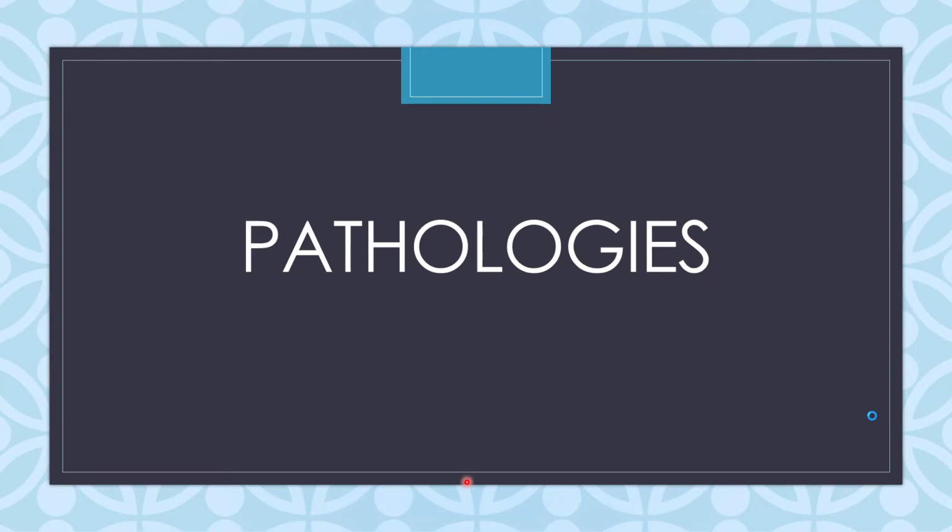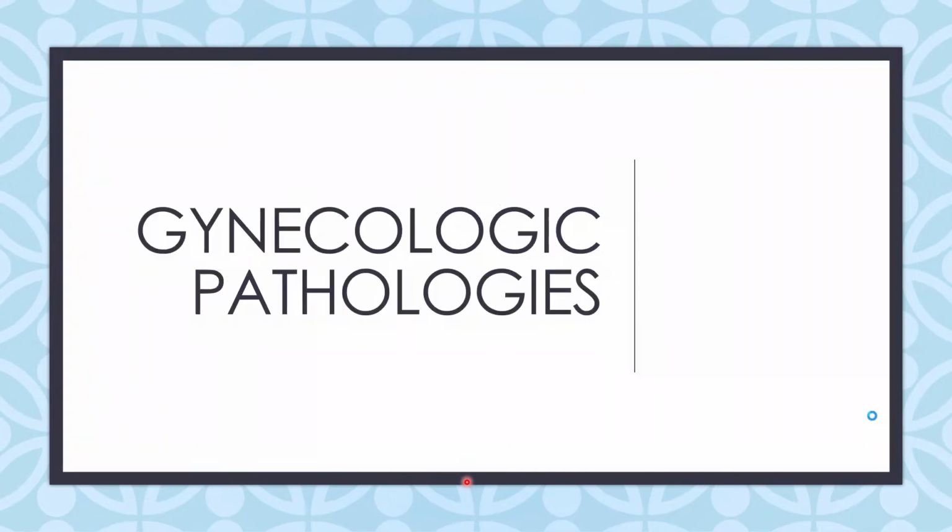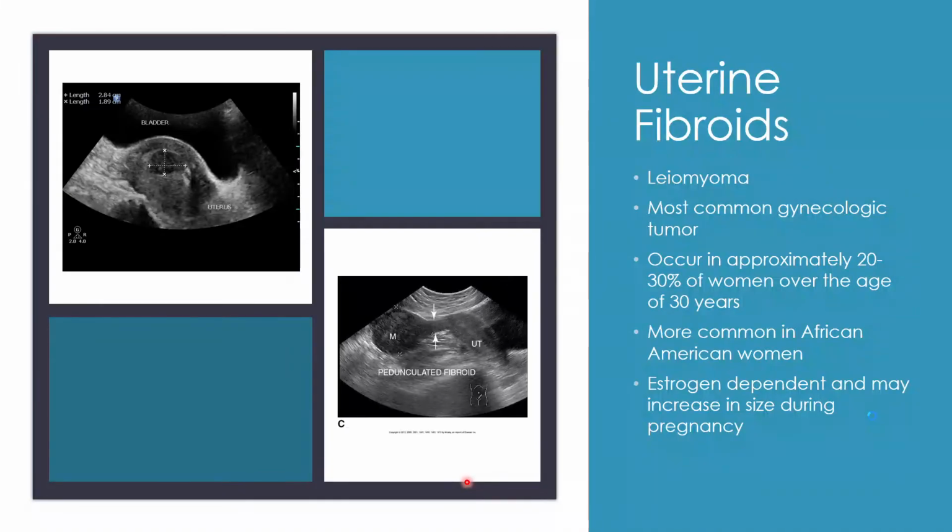Okay, so I'm going to briefly describe a common gynecologic pathology that you may see, and that is uterine fibroids. Okay, uterine fibroids are just smooth muscle tumors. They're typically benign. They're known as leiomyoma. They are the most common gynecological tumor. They can occur anywhere in the uterus, in the cervix. They can even be what's known as a pedunculated fibroid and kind of hang off of the uterus.